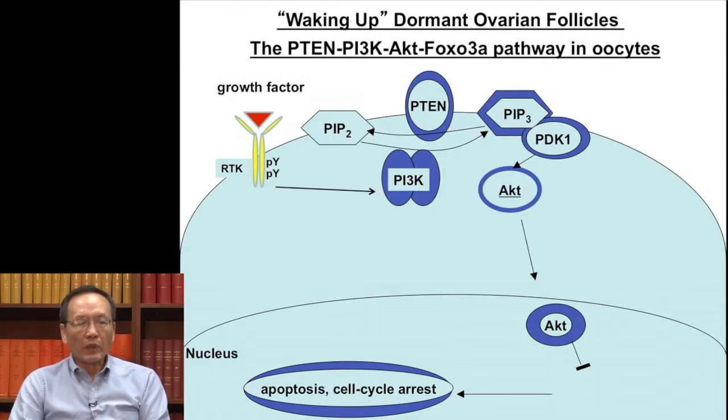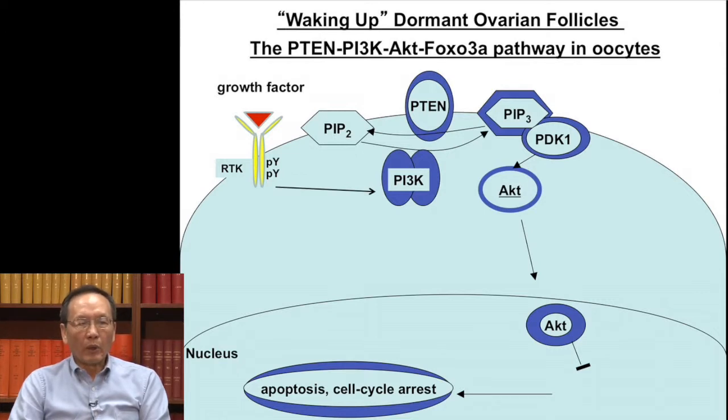At the same time, there is another brake that you can see on the top here. Some growth factor will stimulate the receptor tyrosine kinase, RTK, which then increases the activity of PI3 kinase, and PI3 kinase converts PIP2 to PIP3. However, inside the oocyte, there is always this enzyme called PTEN on top. If you take away that enzyme, then it will increase the PIP3 levels and increase the AKT levels.